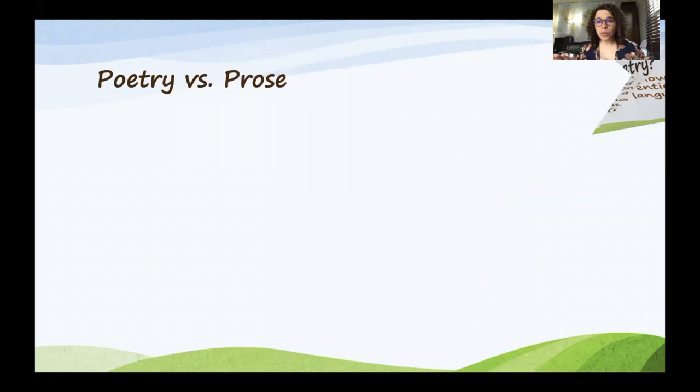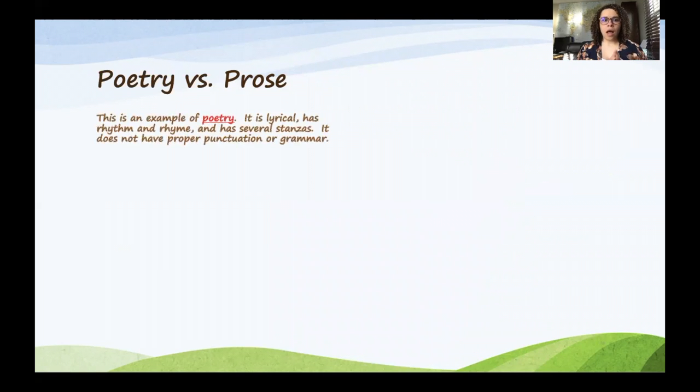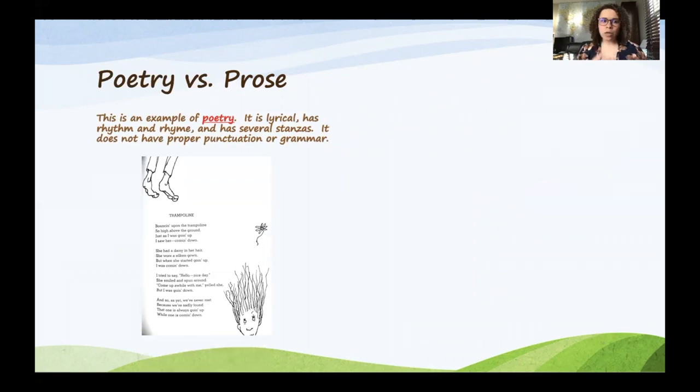So the difference between poetry and prose. Poetry is lyrical, it has rhythm, it has rhyme, it kind of feels a little bit musical. Songs are poems just set to music. So you enjoy poetry whether you realize it or not. It doesn't have to have proper punctuation or grammar, like our example with Trampoline by Shel Silverstein below.